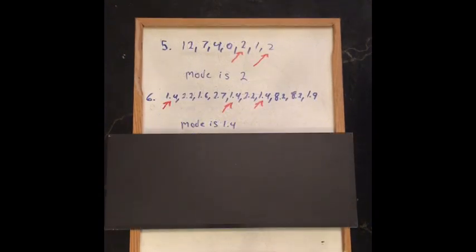For problems 5 and 6, all we need to do is find the data item that shows up the most. In 5, you can see 2 is the one that shows up the most, so it's the mode. And for 6, if you look through there, 1.4 shows up the most, so it is the mode. So all you do is count the one that shows up the most.